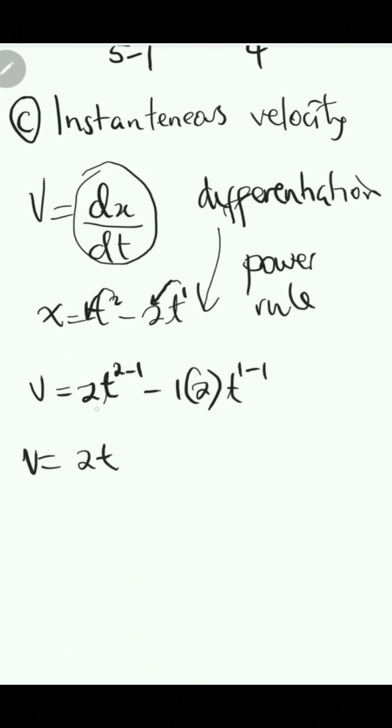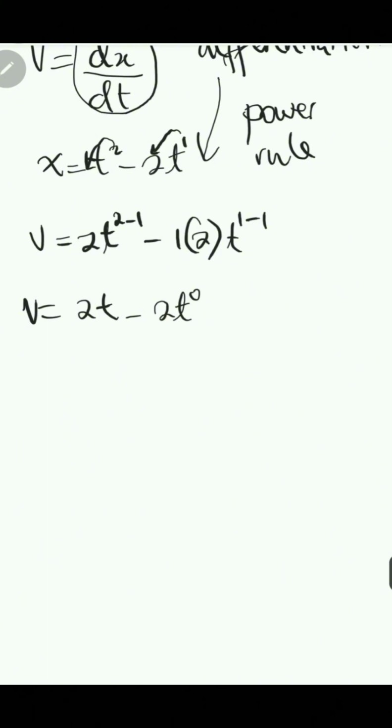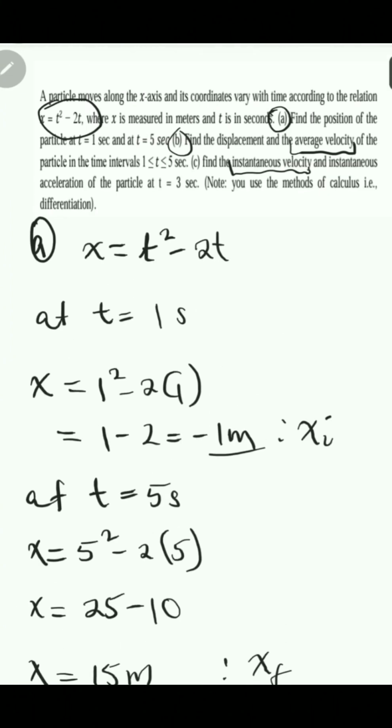Now, this gives us v equals to 2t, 2 minus 1 is just 1, so minus 2 times t to the power 0. So this just gives us v equals 2t minus 2, because t to the power 0 is just 1.